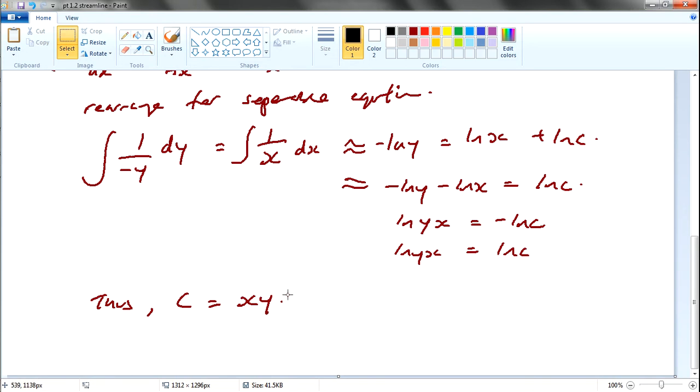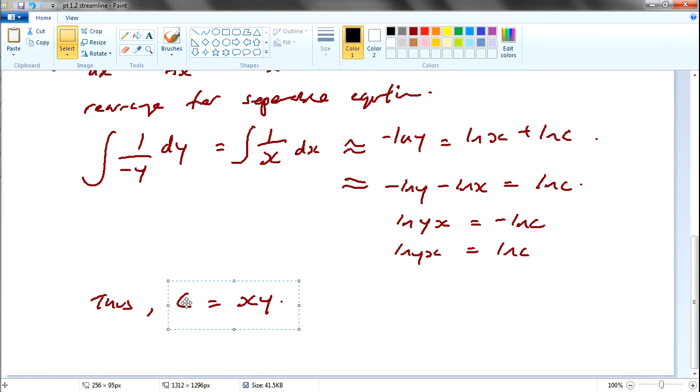Another way to put this is that if you were to bring this minus ln y over here, and then you bring this ln c over here, this will be plus, and we will have the same result. It's the same thing, it's just the arrangement, and you have to be very careful with the arrangement. Nonetheless, the concept is who cares if the constant is negative or positive. So from this, you can see that c is equal to xy.